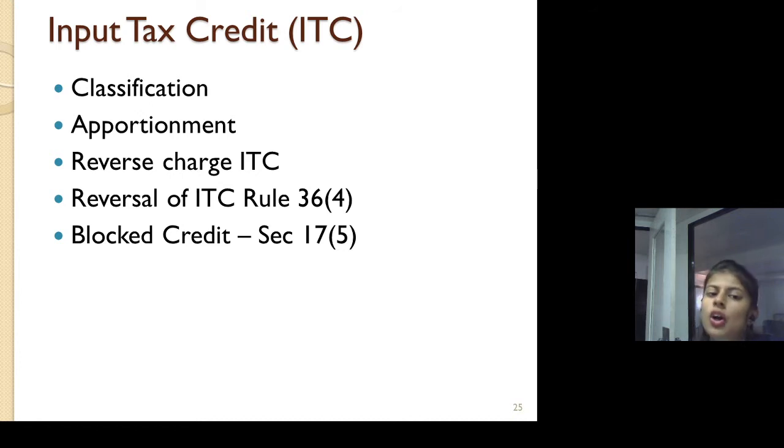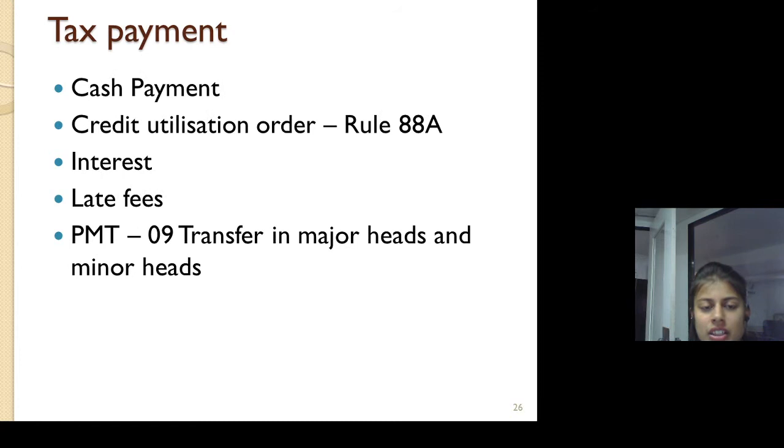It is blocked. The only time it is not blocked is when it is in the course of furtherance of my business. For example, I am a car dealer myself. I buy cars and I sell cars. Then I am allowed to take a credit. Next is tax payment. Certain payments are required to be made in cash. For example, reverse charge has to be compulsorily paid in cash. You cannot use credit to make that payment.